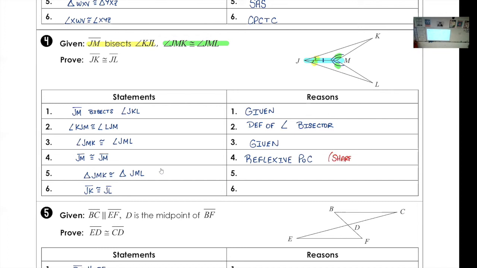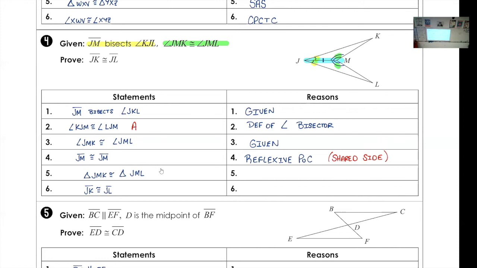Does that only work for sides? What else could it work for? Shared angles. Okay, so let's go through and see if we got our three pieces we need, angle or side. Sure, it can be on top of itself. I mean, that's real. KJM is congruent to KJL. Is that an angle or a side? Angle.